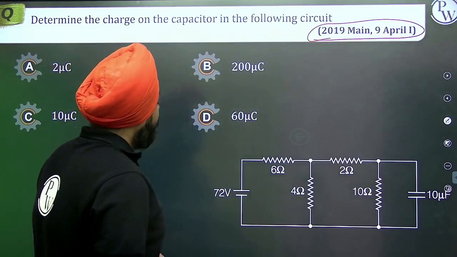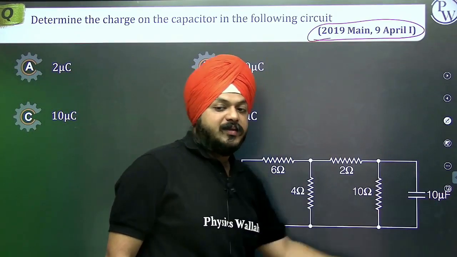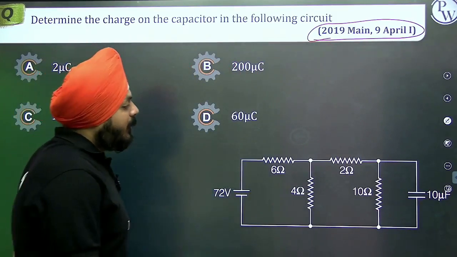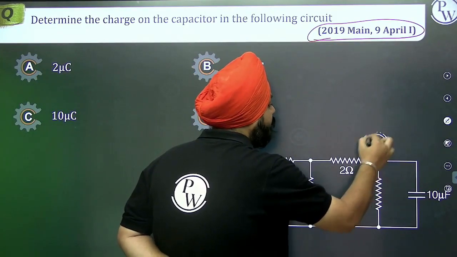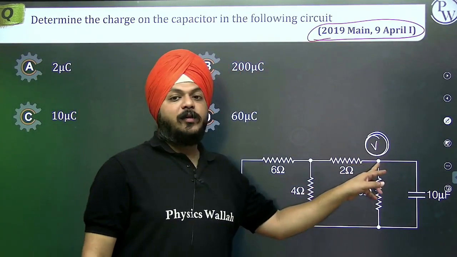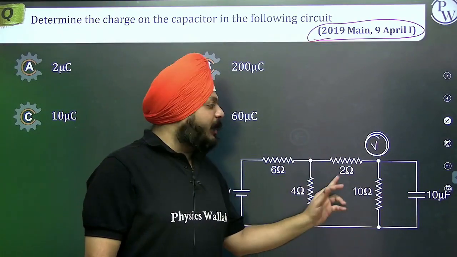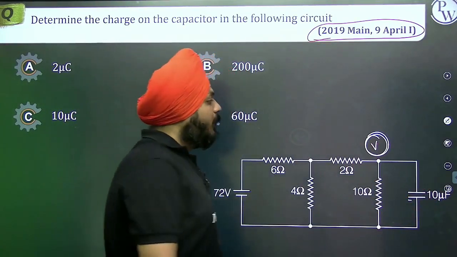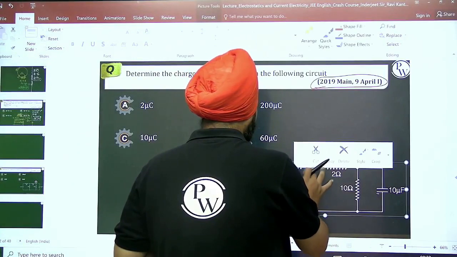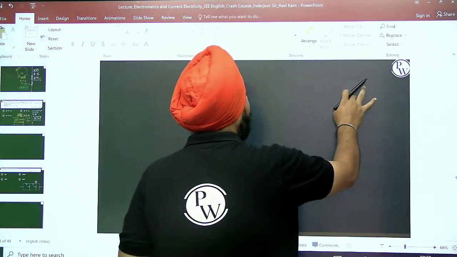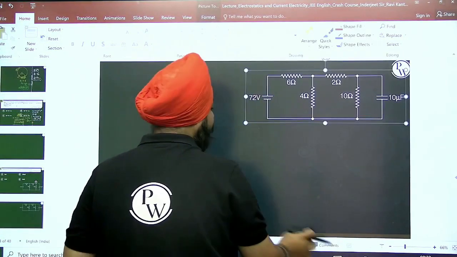See, the entire connection is given, and we need to calculate what charge is stored in this capacitor. From the question, I'm imagining that if I'm able to calculate the voltage at this point, then I am able to calculate the charge on the capacitor. First of all, just hold on, guys, because I need this image to solve this sum.